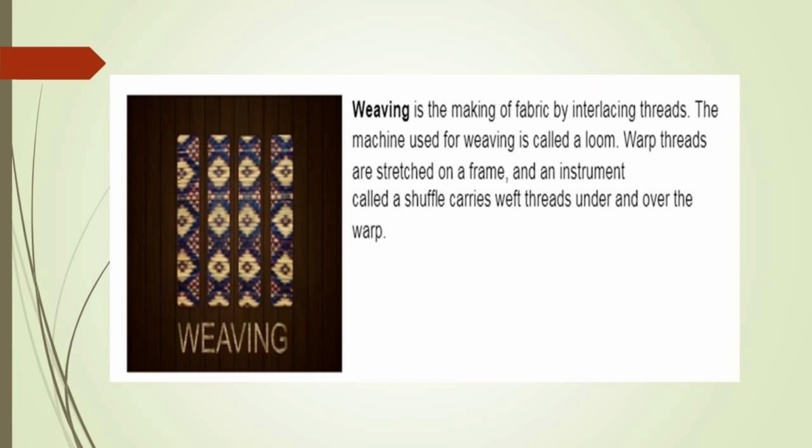Next, we have weaving. Weaving is the making of fabric by interlacing threads. The machine used for weaving is called a loom. Warp threads are stretched on a frame, and an instrument called a shuttle carries the threads under and over the warp.